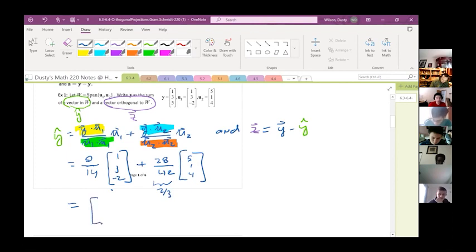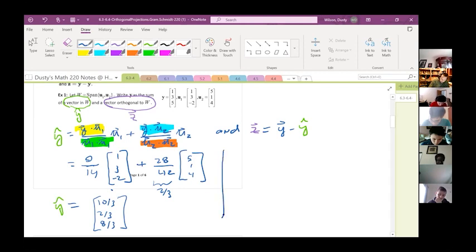So this is going to be 10/3, 1/3, or 2/3, and 8/3. Yep, thanks, Abe. So that gives me my y hat vector. So this is the one in the space.